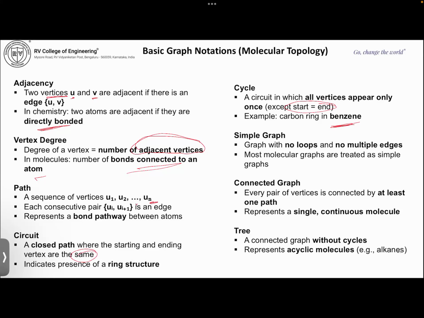Connected graph: every pair of vertices is connected by at least one path. So if it is connected by one or more paths, that's called a connected graph. It represents a single or continuous molecule. Tree: a connected graph without cycles. This represents acyclic molecules like alkanes or branched ones.